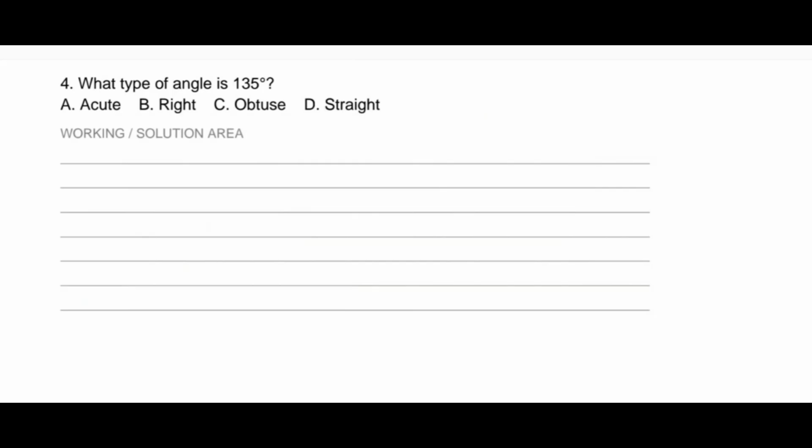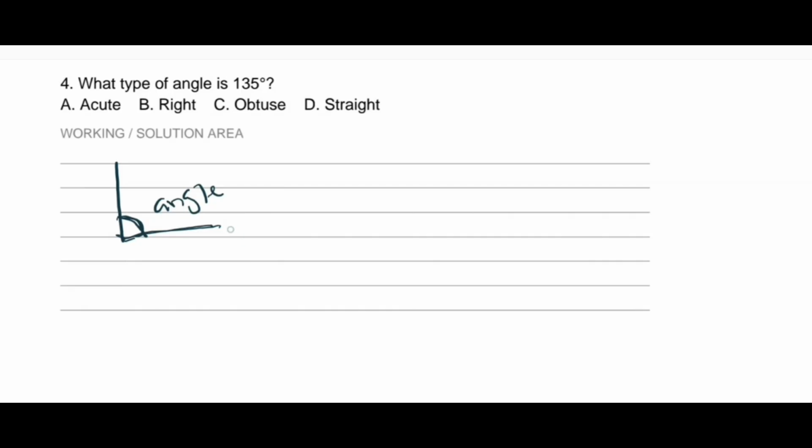Just like we mentioned, an angle is formed when two lines meet. So when a line comes this way and another line comes this way, the moment they meet, the space here is called an angle. That's the first thing you have to know.